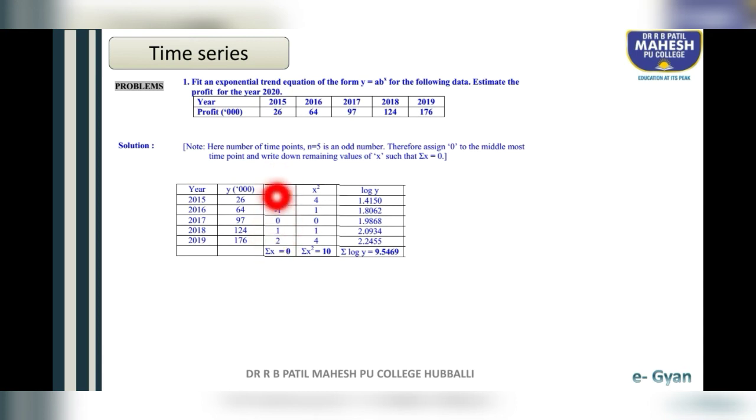As you know already, summation x is always 0. Next, add summation x square. Summation x square total is 10. Then add log of y values. Summation log y is 9.5469.